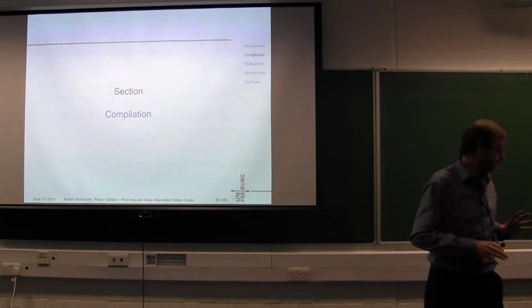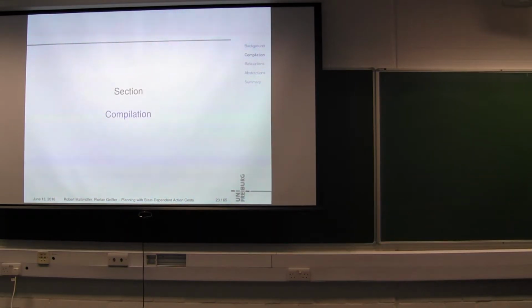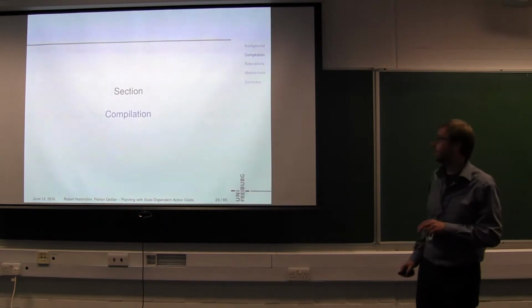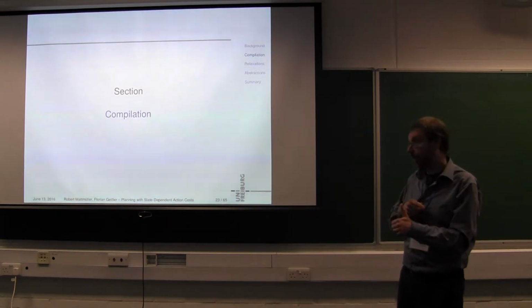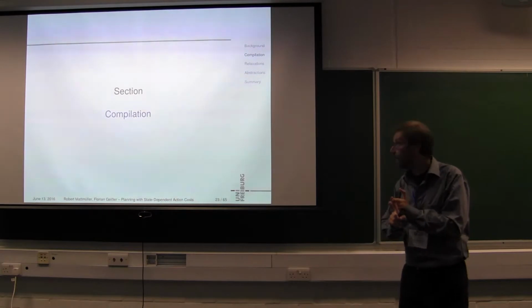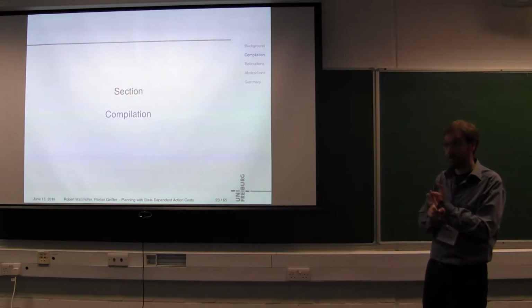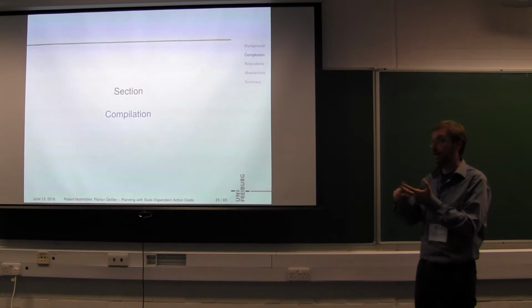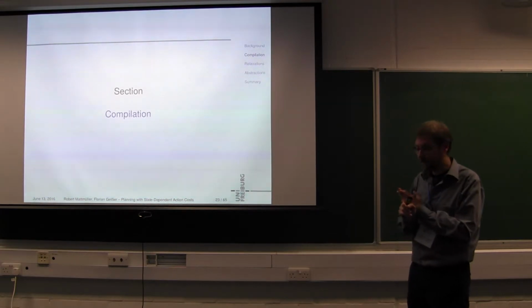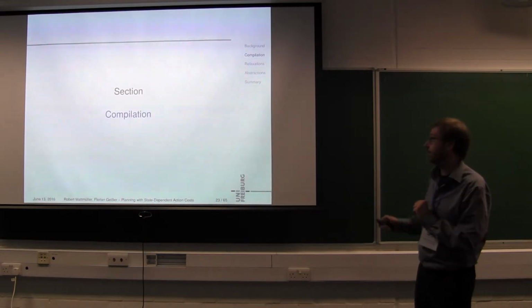Okay, now finally we have all the background, and now I can go through the main portions. How do we compile away action costs? How can we plug these edge-valued MDDs into the relaxed planning graph and avoid compilation? And how can we use these edge-valued MDDs to compute abstract action costs?